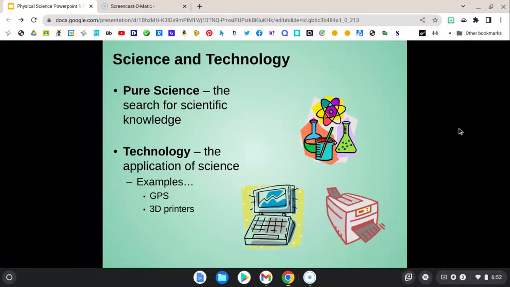Science and technology are related to each other. Pure science, for example, is the search for scientific knowledge. Technology is the application of that science. Examples include GPS, or Global Positioning System. In the 1950s, the U.S. Army decided that they needed a better method for identifying where to drop bombs and other things and where to drop people. The maps that they had were not proving to be very reliable.